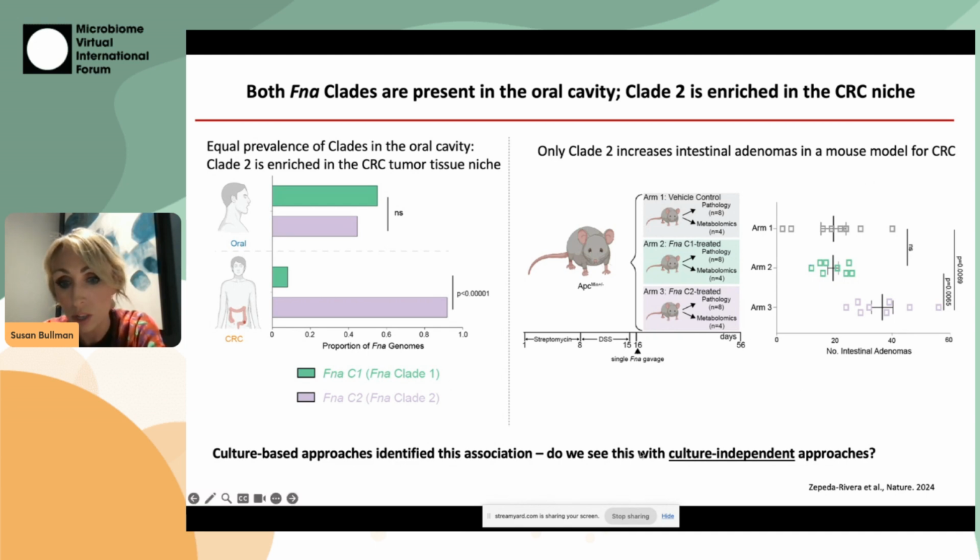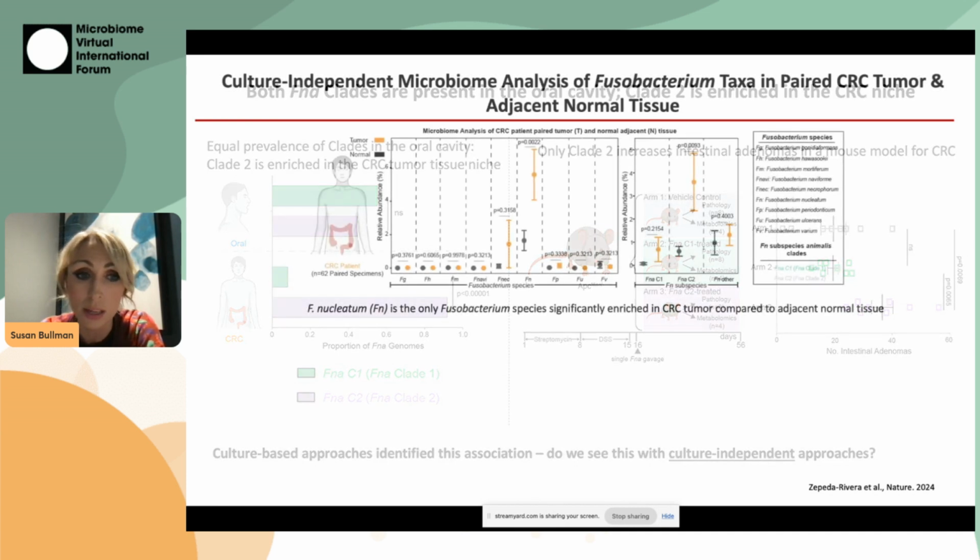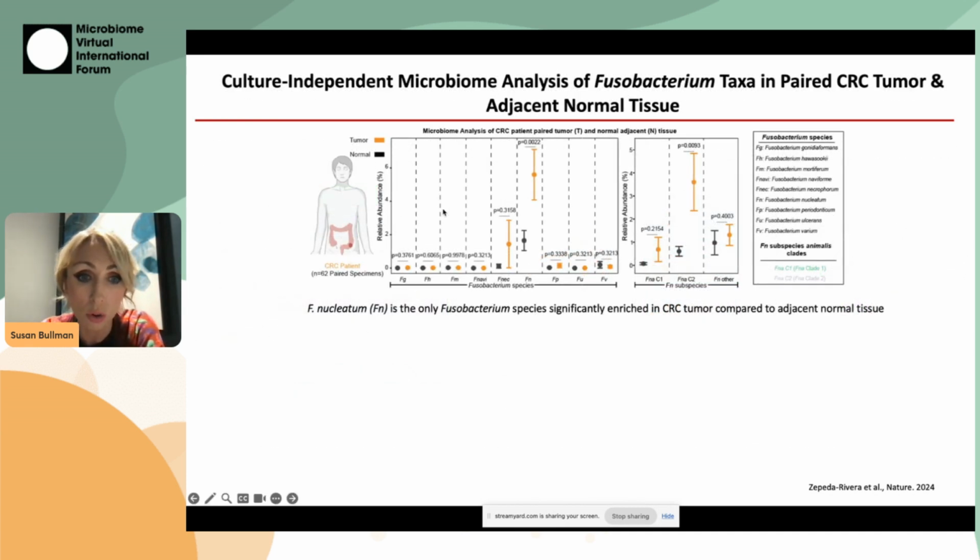But all of this correlation was carried out through culture. We initially discovered it through culturing and whole genome sequencing. So we wanted to ask, was this also observed through culture-independent approaches? And here I'm showing you patient colorectal tumors, and this is V3-V4 16S sequencing. Here we looked at 62 patients, and we have subset Fusobacterium abundance based upon the different species. And here you can see in the key what these are. The tumor is orange and the paired normal tissue is black.